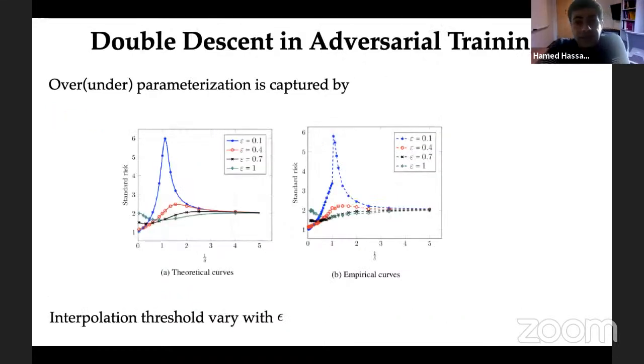Another interesting phenomenon that we see here is the double descent phenomenon. If you look at the risk versus 1 over delta, which is P over N, we exactly see this double descent phenomenon, where the risk in the beginning goes down, then it goes up, and then it goes down. There is this interpolation threshold that you see, and the threshold also varies with the adversary's power epsilon. This phenomenon was observed before in standard regression. However, in adversarial regression, it's interesting to see that this type of double descent curve also holds.